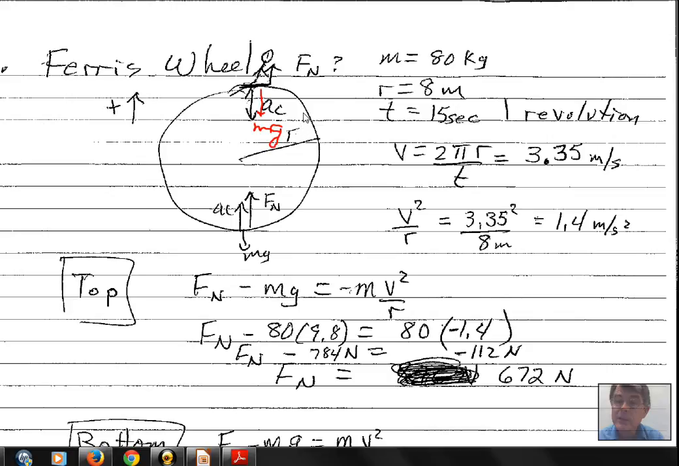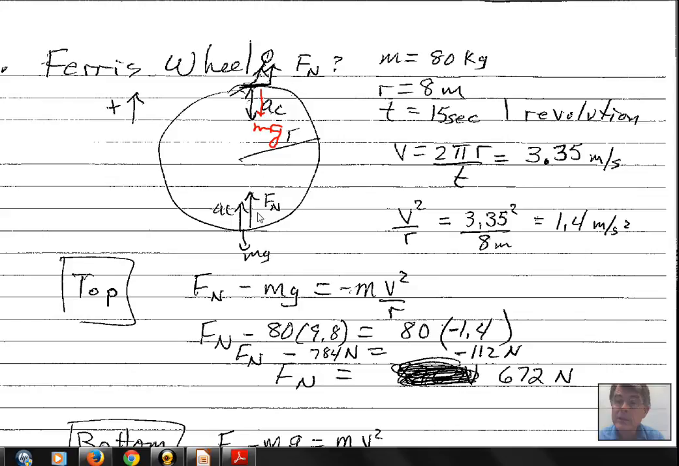The answer is no. We need a centripetal force. We need a net force towards the center of the circle to make this person go around in circular motion. So the subtraction of these two forces will provide the centripetal force. The subtraction of normal force and mg will provide the centripetal force.